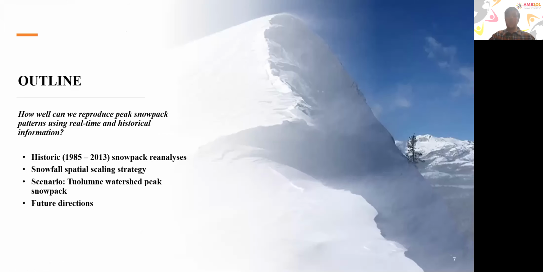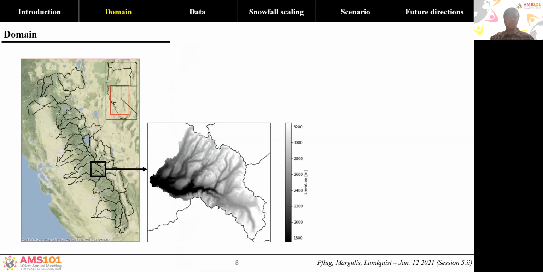So with this in mind, we really wanted to ask the question, how well can we actually reproduce peak snowpack using information that we have at our disposal, such as real-time satellite observations and historical information. In this case, the historical information being from snowpack reanalyses from the 80s to present day, and then also this information about snowfall spatial scaling, which I'll get into briefly. I'll also take a look at how we think we can use this information in the Tuolumne River watershed, and I'll finish by talking about some future directions that we hope to take this work.